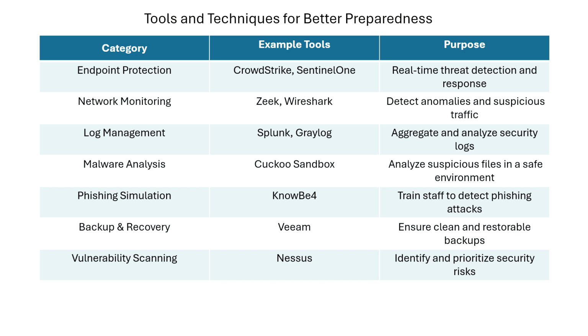In the category of phishing simulation, we use KnowBe4. That's the tool we use to train staff to detect phishing. For backup and recovery we use VM, to ensure clean and restorable backups. We use this tool to ensure our backup is clean and restorable. And then, at the end, for vulnerability scanning, we use Nessus. This can be used to identify and prioritize security risks.